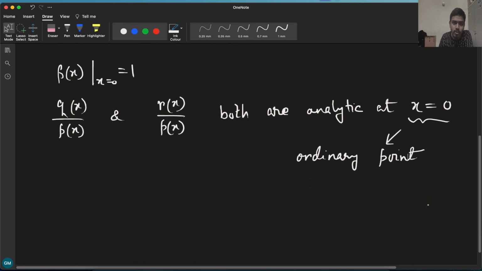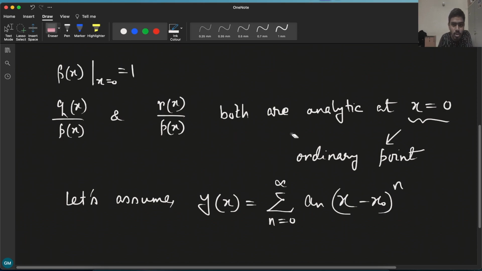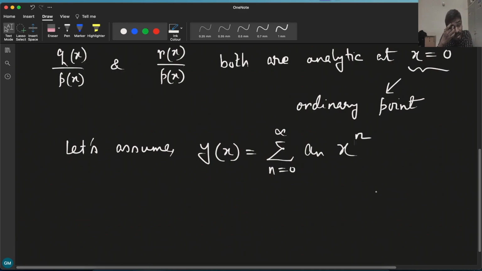Okay, so the power series solution exists, and let's assume the solution is y(x) equals the sum over n equals 0 to infinity of a n times (x minus x naught) to the power n, and here x naught is 0, so I can write it as x to the power n. Now our job is to find these a n's.